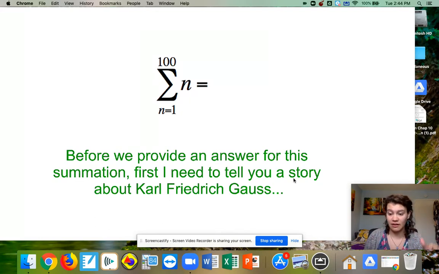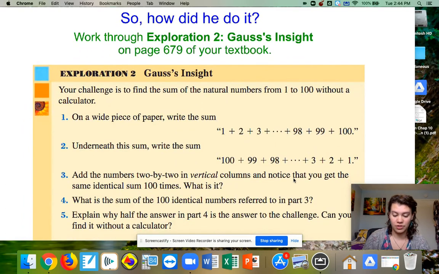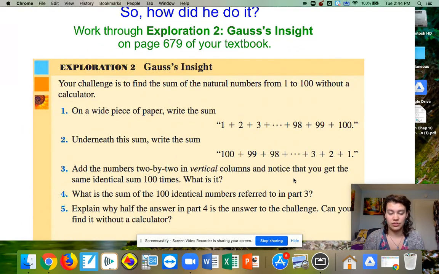So he told them to sit down and add all the numbers up from 1 to 100. Like 30 seconds later, Carl got up, showed his teacher his chalkboard, and he had the answer. And the teacher was shocked and was like, how on earth did you do this? So at home, go through these questions to figure out how he got the answer so quickly.